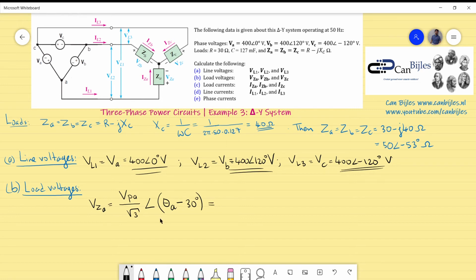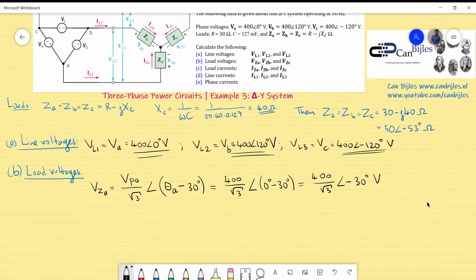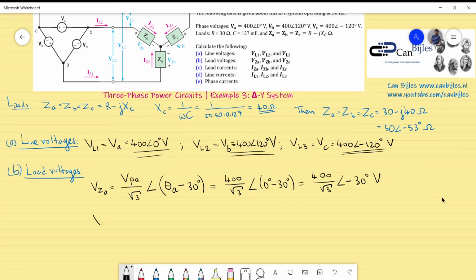So what you have is the following: 400, you divide by the square root of 3, and then phase 0 degrees minus 30 degrees. And if you just simplify this, you will get 400 divided by the square root of 3, phase minus 30 degrees. And you have now the voltage across the impedance ZA. I will verify this, of course. I will first calculate the other two, and then I will make a check that these expressions are indeed correct.